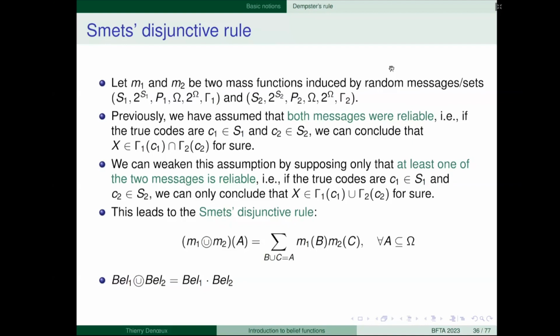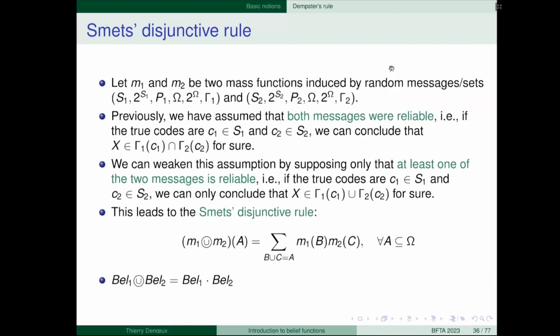So now when you receive the two messages, you will take the union. You assume that if the true codes are C1 for the first message and C2 for the other message, you conclude that X belongs to gamma 1 of C1 union gamma 2 of C2. You see? So instead of the intersection in Dempster's rule, you use the union. And you get now this expression. This is another way to combine two mass functions. Here we say that it is a disjunctive combination. It generalizes the union of sets. Dempster's rule generalizes the intersection of sets. This rule generalizes the union. And here you don't need to renormalize because you never get the empty set by taking the union of non-empty sets. So you don't have conflict.